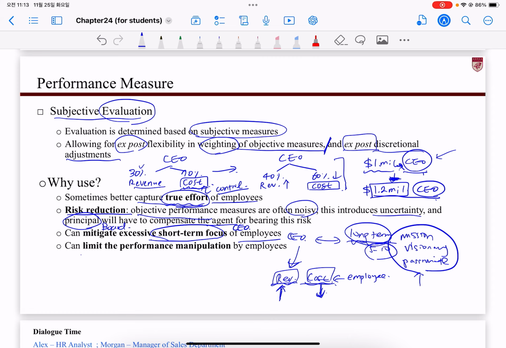So another reason why subjective evaluation is used is along a similar line as this example. If you are too focused on revenue and cost, then the CEO may manipulate those performance measures in any way, right? So they want to actually provide this alternative evaluation method to limit the manipulation of CEOs.